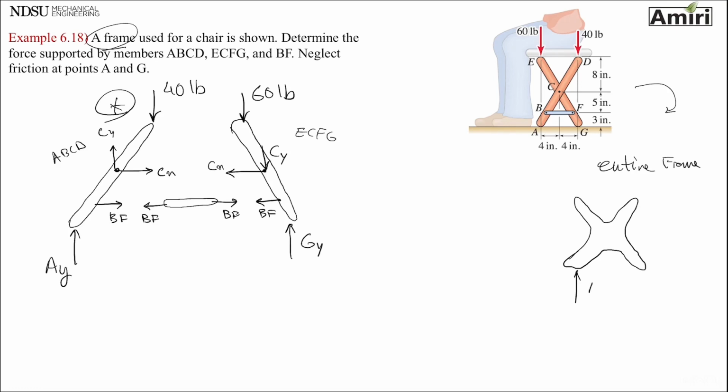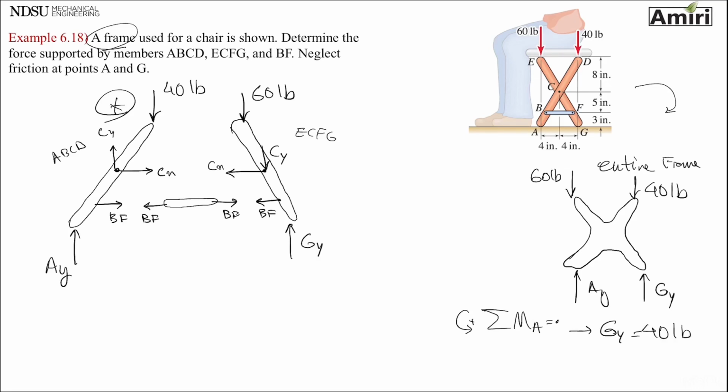It has AY, has GY, has 60 pounds, has 40 pounds. Looks very straightforward. Let's write moments about A. Okay, this should give you GY. This is G, by the way. GY of 40 pounds. And then just use a simple summation of forces in Y equals 0 and you get AY of 60 pounds. Alright, so AY is 60 pounds.